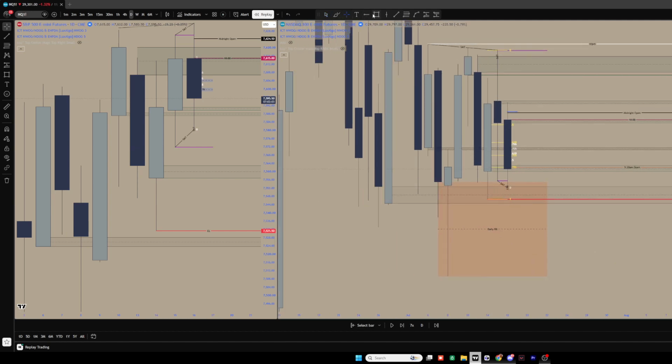This one here is technically a daily rejection block as well, but I didn't really think this was going to hold, right, because we have this one, the CE of this daily, right below. So this low from Tuesday pretty much became my draw.